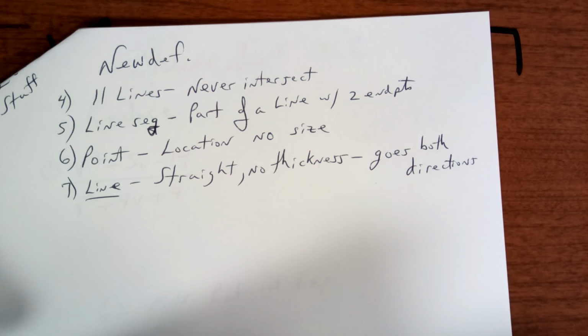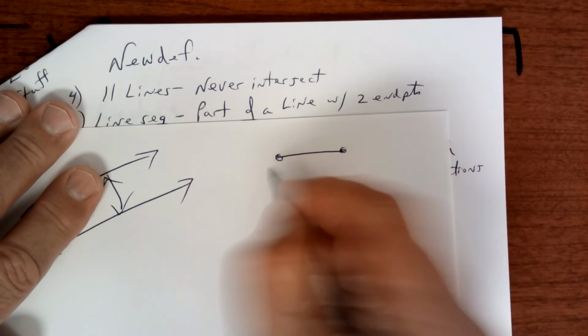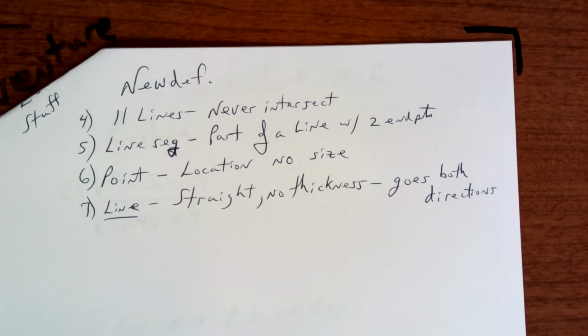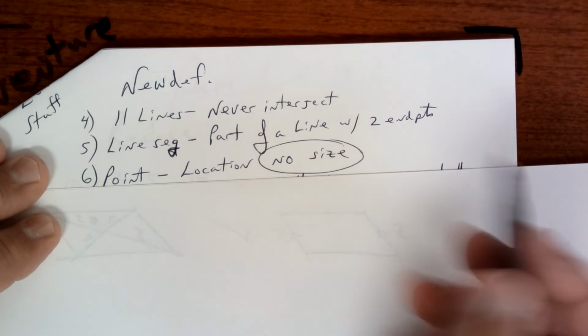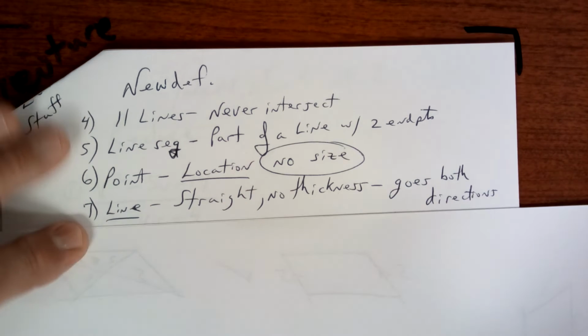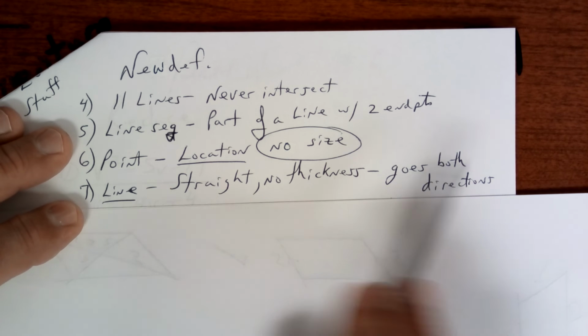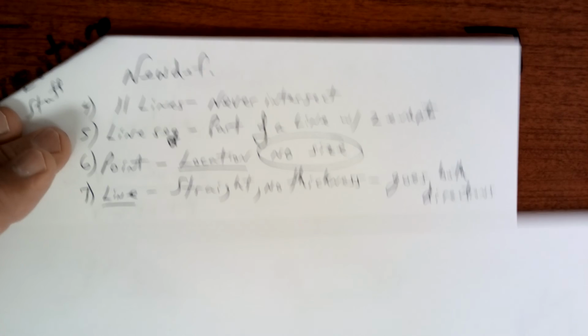A line segment is part of a line. It's not a line, but it's part of a line that has 2 endpoints. That's a line segment. A point is a location. It has no size. There's no fat point and no skinny point. It's just a location. A line is straight. It doesn't bend. There's no thickness, and it goes on in both directions. Those are the new definitions that you need to know for the EOC. All right, let's go on.